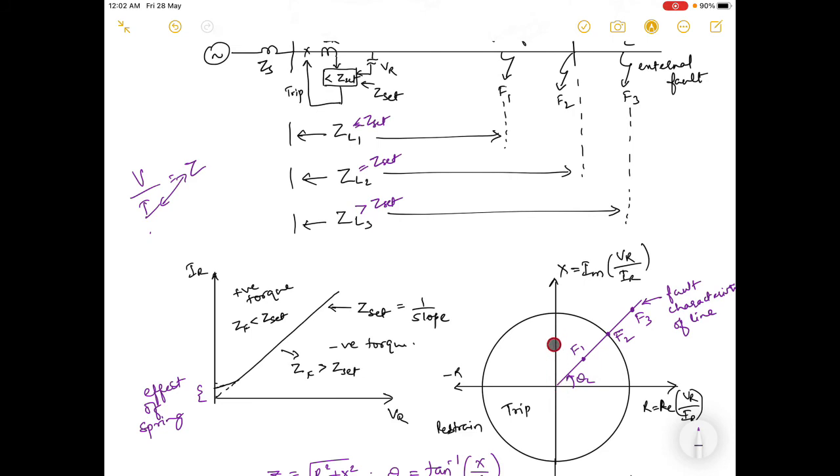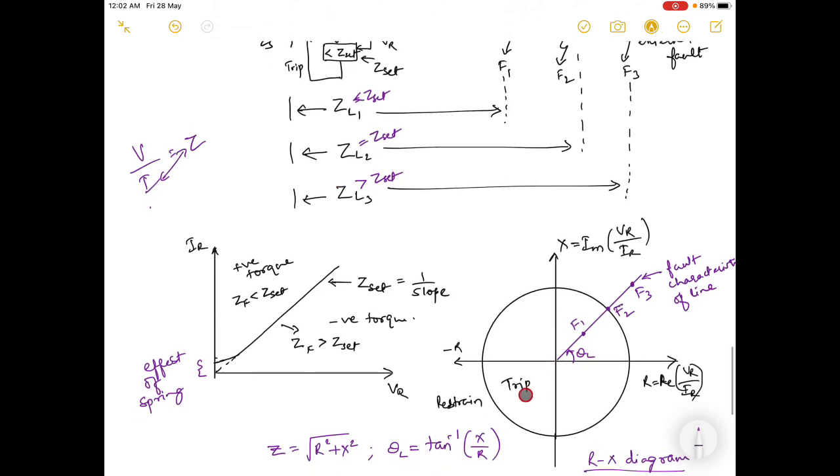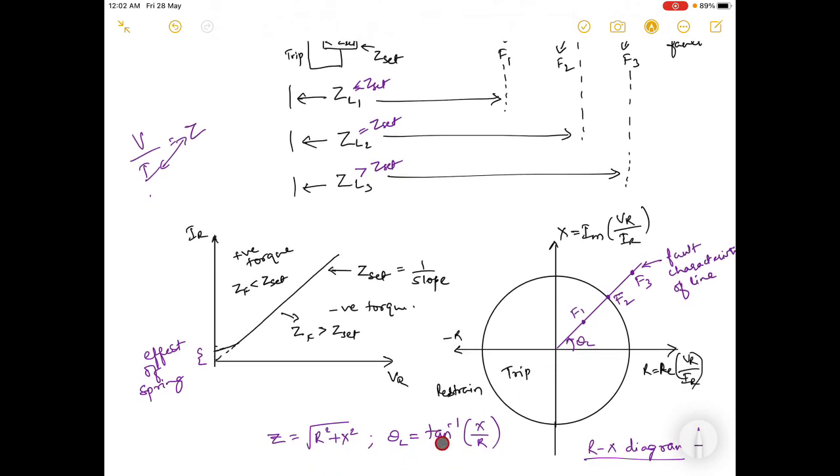Now since there are two terms, that is real part and imaginary part, this line will make some angle. And how do you find that angle? You know the angle formula, tan inverse of imaginary part by real part. This is the mathematics which we already know from our elementary course, correct?